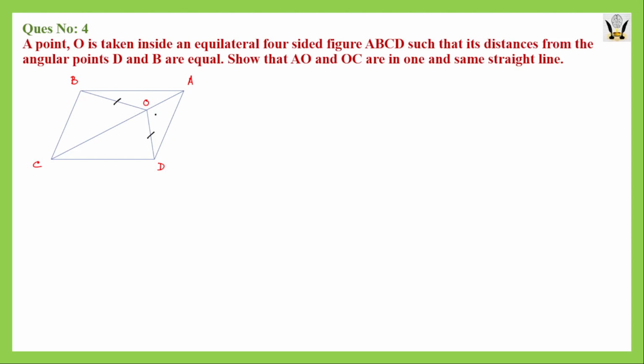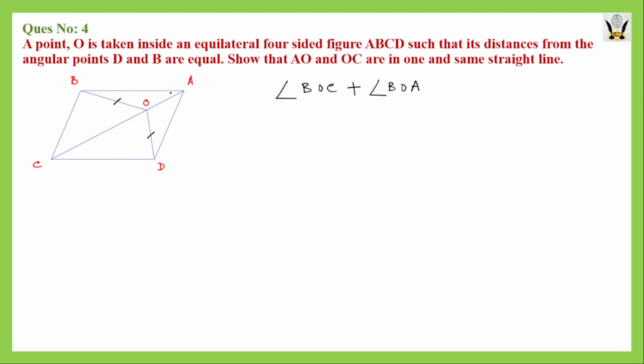Now we can consider any pair, either these two linear pair angles or these two, and from there we have to prove that this angle is a straight angle. So we will consider these two angles, BOC and BOA. Now, with respect to triangle AOB, BOC is the exterior angle, and that will be equal to the summation of the opposite interior angles, right?